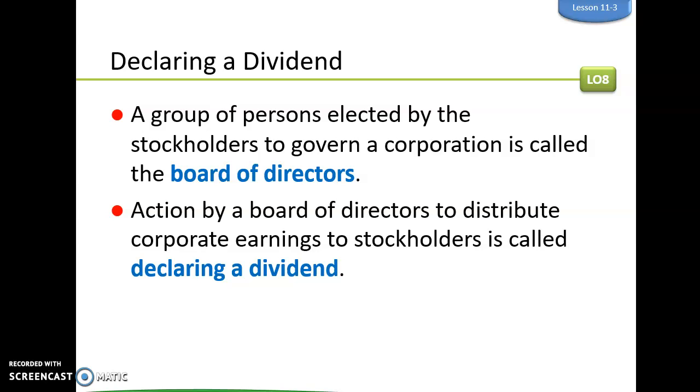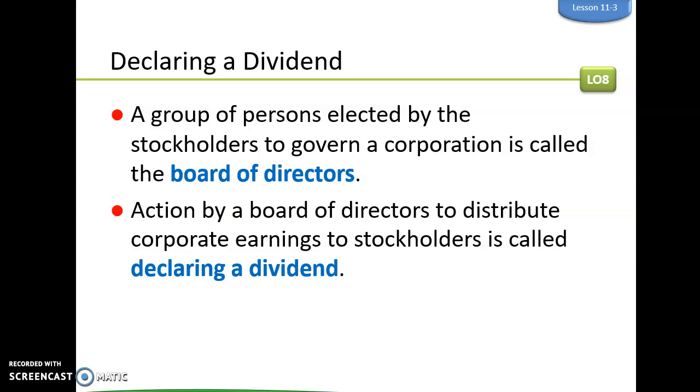So dividends can be distributed to stockholders only by formal action of the corporation's board of directors. So they have to declare a dividend. So the next one says, an action by a board of directors to distribute corporate earnings to stockholders is called declaring a dividend.